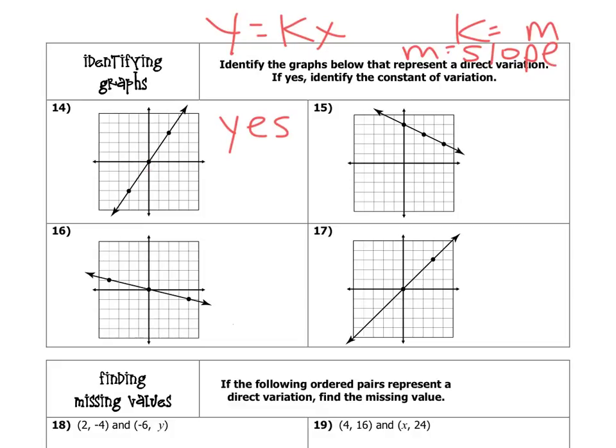So how did it go from here to here? I went up 1, 2, 3, and then I went over 1, 2. So then my k is going to equal 3 over 2. And if I was to write that as an equation, it would be 3 over 2x. All right. Over here, let's look at this one. That does not pass through, so therefore this is a no.